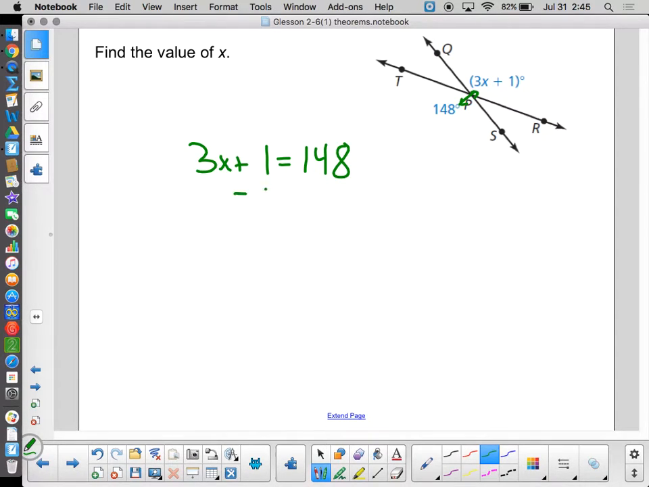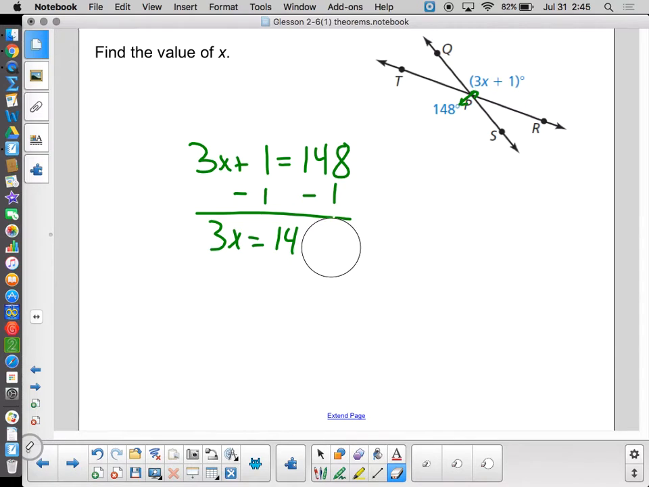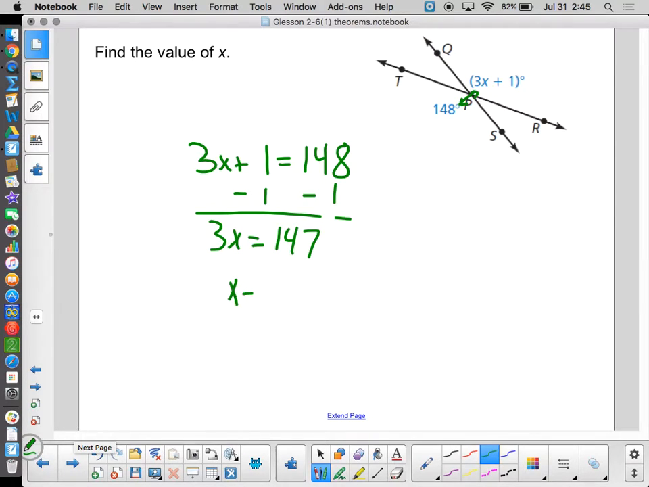And without having to prove it here, we just do our algebra. 3x plus 1 equals 148, so 3x equals 147. 147 divided by 3, 150 divided by 3 is 50, so it must be 49. Is that the answer they wanted us to get? Am I done? Yes. Find the value of x is what the question was asking. I'm good. I don't have to substitute that back in anywhere.